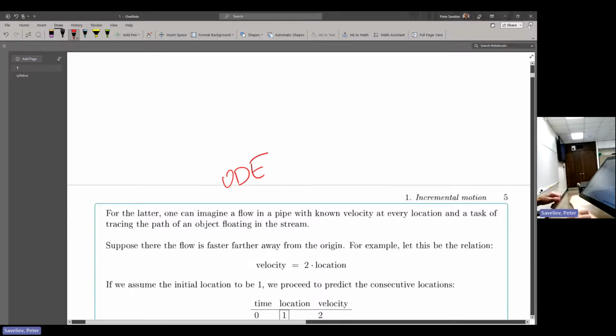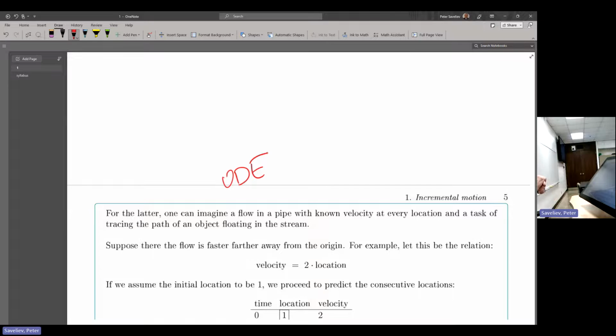Once again, one-dimensional, so we're not worried about it. We're thinking not about the flow on the plane, we're thinking about the pipe. And once again, at every location, not at every time, we know the velocity of the flow. Now we drop something in the flow, and we want to see how that object will flow through the pipe.